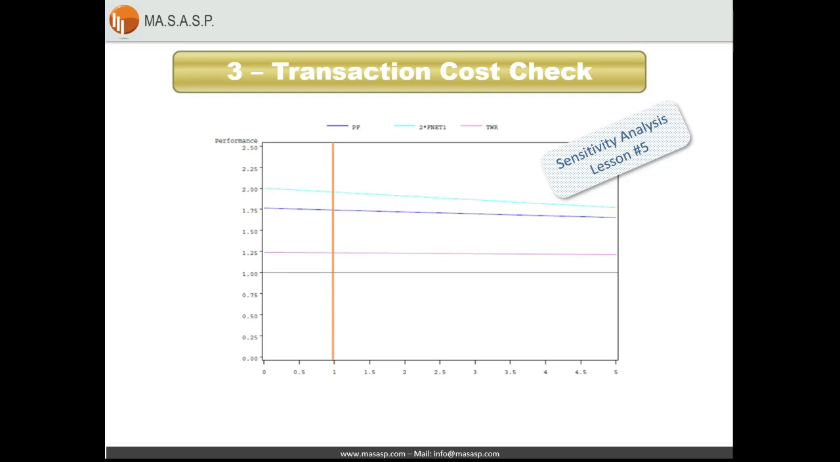In the next lesson, we are going to dive into the transaction cost issue, taking account of slippage and market depth.